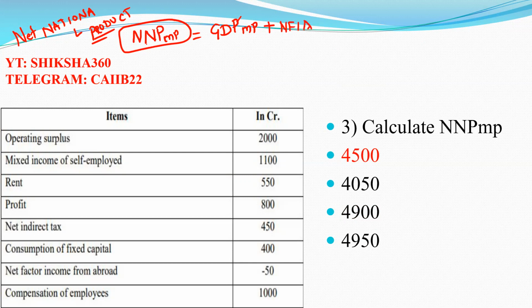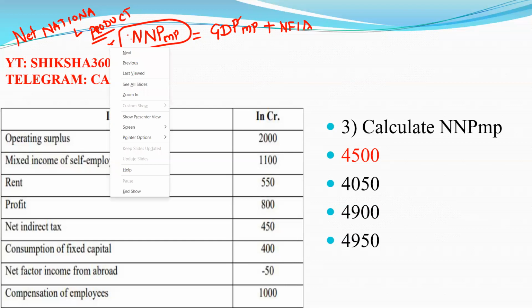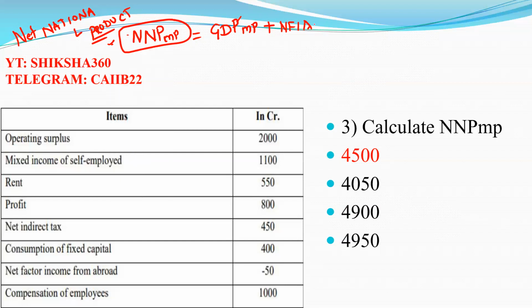It is the same. Now here it is net, there it is gross. Net is always less than the gross, so we have to deduct depreciation. Depreciation is always of the fixed capital, that is, of our assets.